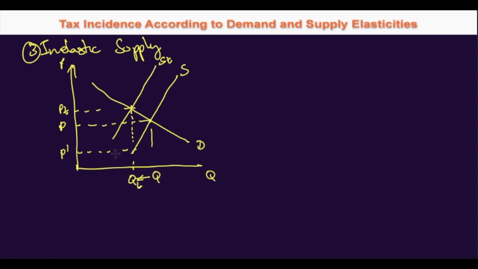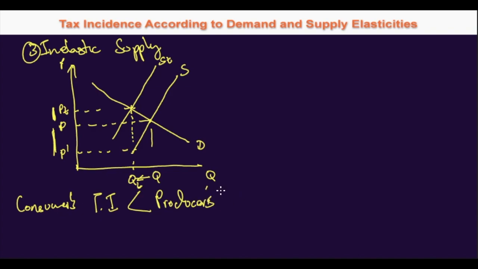So as you can see here, for an inelastic supply, the tax burden for the consumer is much lower than the tax burden for the producer. So the conclusion would be, for inelastic supply, the consumer's tax incidence would be lower than the producer's tax incidence. So now let's look at elastic supply.